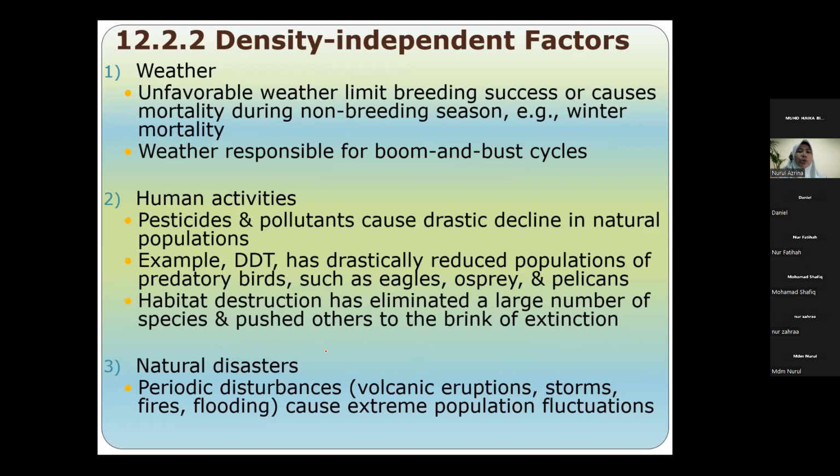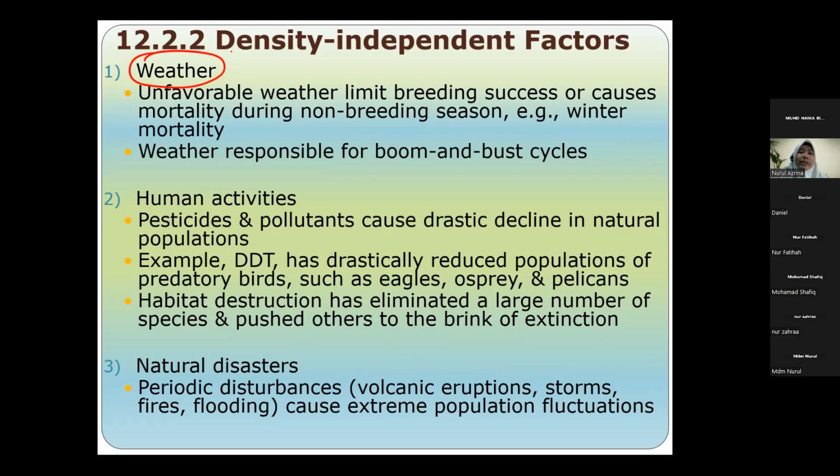Okay. Next, we go to density independent factors. So density independent factors ada 3 sahaja. Remember, it does not depend on density, regardless of the size of population. When these factors happen, it somehow can limit population growth. They are, first, weather. Okay, unfavorable weather can limit breeding success or cause mortality during non-breeding season.